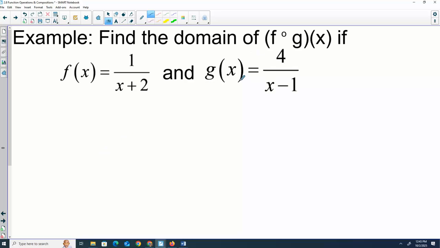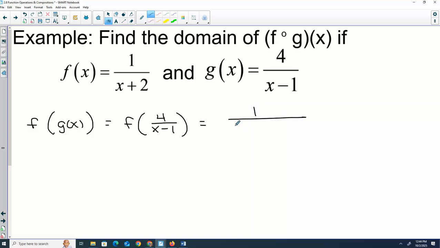Okay, I only asked you to find the domain of this, but I think it's easiest to find the domain if we actually do the composition. So we need f of g of x. g is 4 over x minus 1. f is 1 over whatever I plug in plus 2. So I'm putting in the 4 over x minus 1.